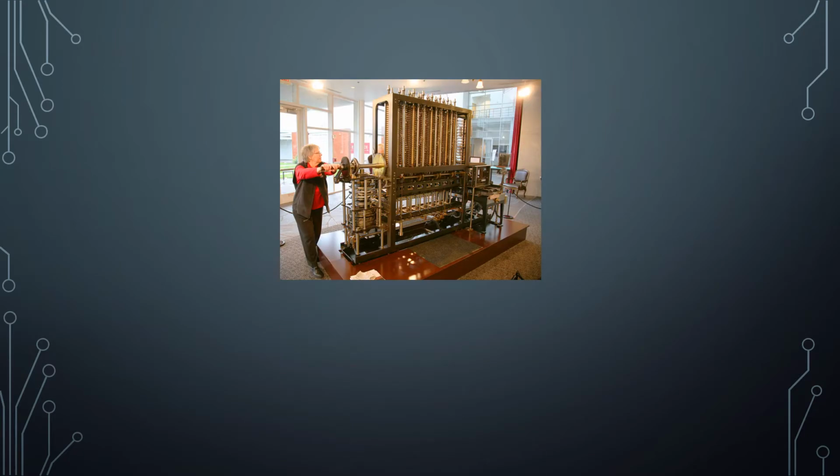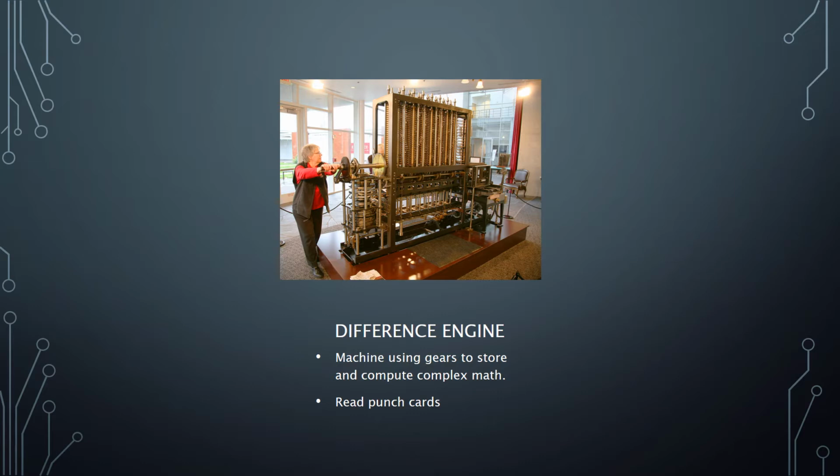First modern computer is what is called the difference engine. So this is obviously a very large machine, and this machine used gears to help store and compute complex math problems, so really big math problems. And it was run by crank. You can see this person here cranking it to give an example of how it would have worked.